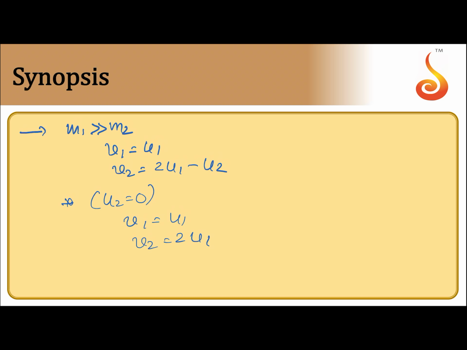An interesting case. If a heavy particle strikes a very light particle initially at rest, then the heavy particle continues to move with the same velocity, while the light target particle moves with a velocity twice that of the heavier particle. Okay.